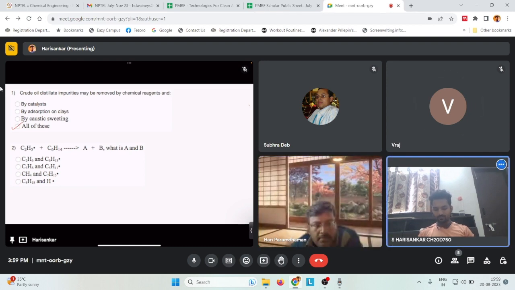Yes, all of this is the right answer. And then the second question: C2H5 free radical plus C6H14 gives A plus B. What is A plus B? There are different options that are also given. So, any guesses what this process could be and what the correct option here is?